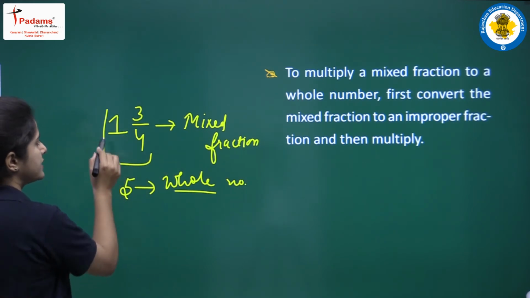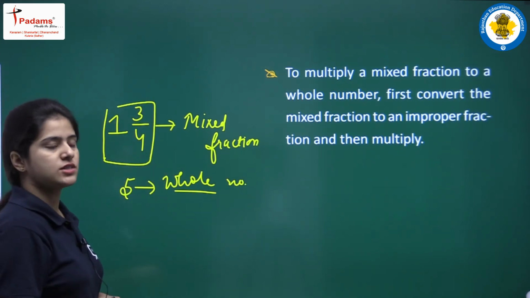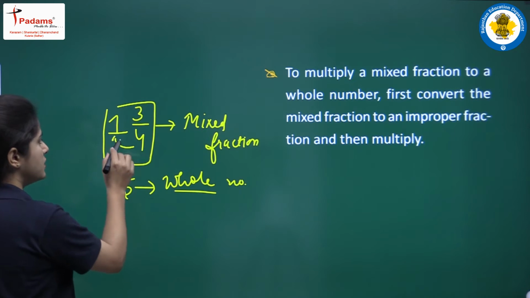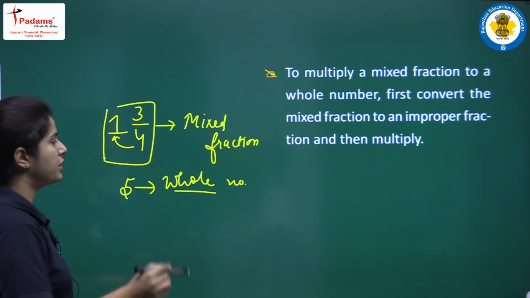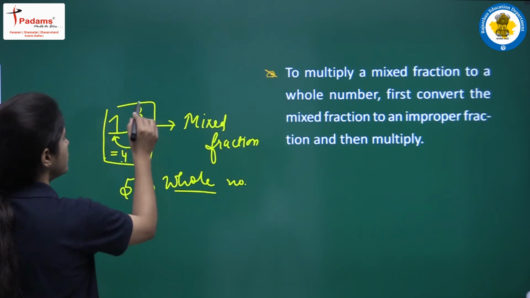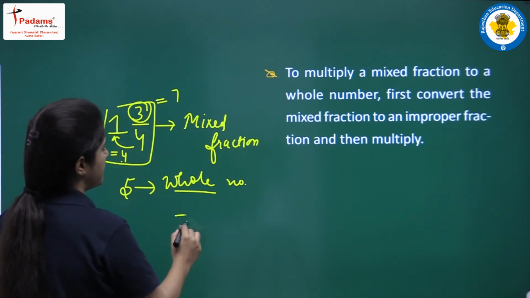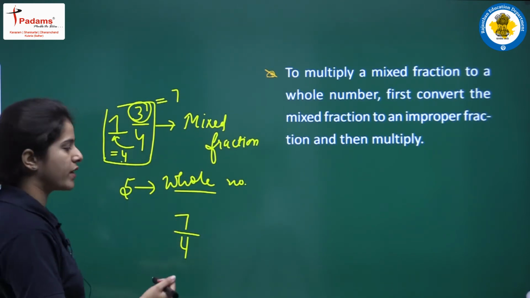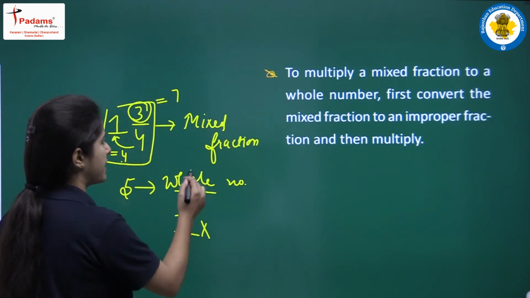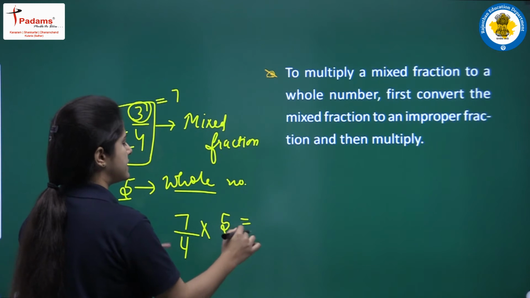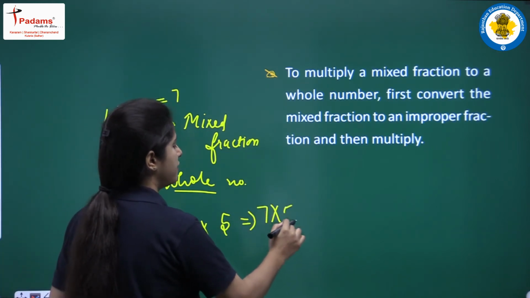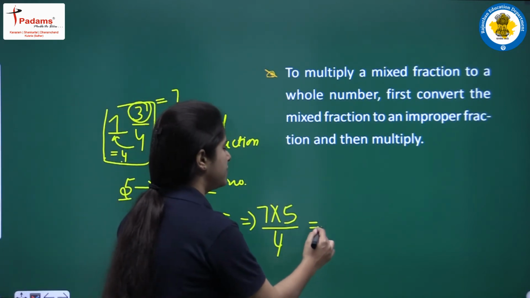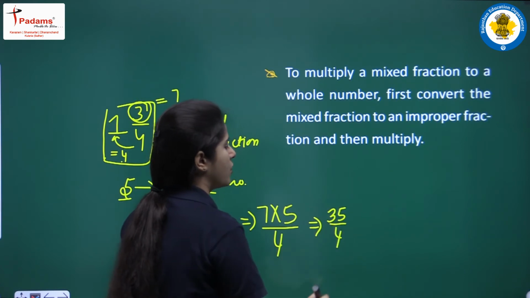Firstly, I will need to convert this mixed fraction into an improper fraction. For converting it into an improper fraction, what do I need to do? I will multiply these two: 1 multiplied by 4 is equal to 4, and then I will add this 4 to this 3, that is 7. 7 upon 4 is the improper fraction. So 7 upon 4 multiplied by this whole number 5. We multiply the numerators, that is 7 into 5, and keep the denominator same, that is 4. 7 into 5 is equal to 35 upon 4, alright students.